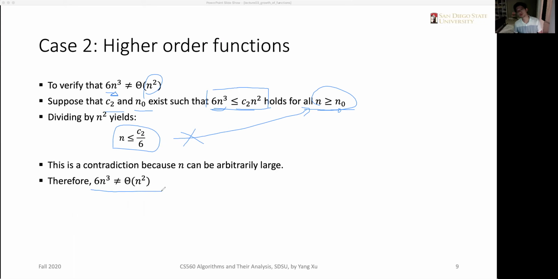Okay, so this is a formal proof of why a higher order function cannot be described by a big theta of lower order functions.